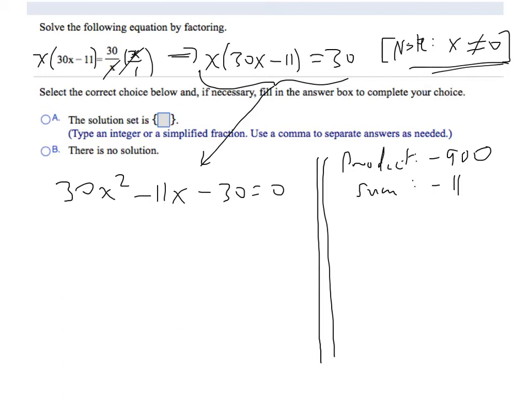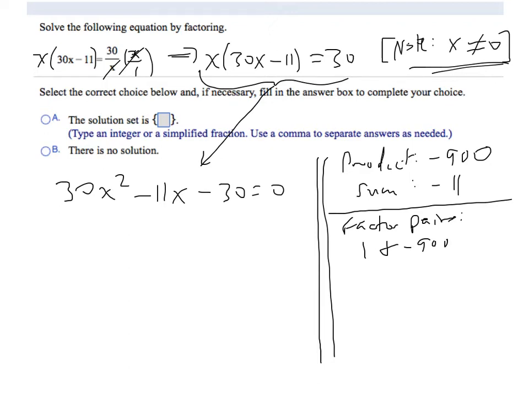But this negative 900 is enormous. When we've been doing our factor pairs with regular sized numbers, we always started with the aim of just saying that 1 and negative 900 is a pair. But look at the sum of that. The sum of this is negative 899. That is so far away from negative 11, it's not even funny.